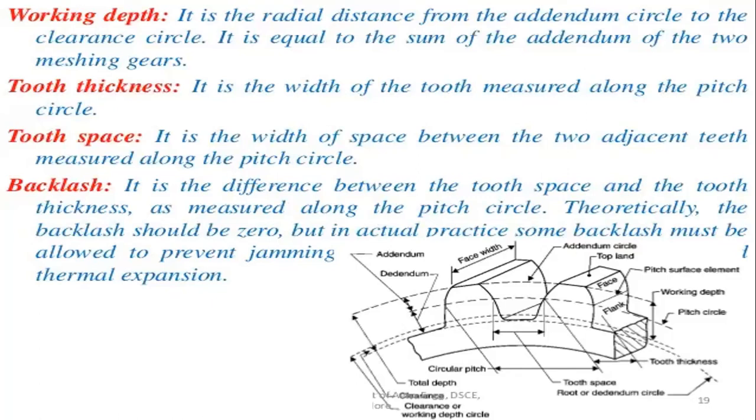Next one is the backlash of the gears. The backlash of the gears is the difference between the tooth space and the tooth thickness, as measured along the pitch circle.